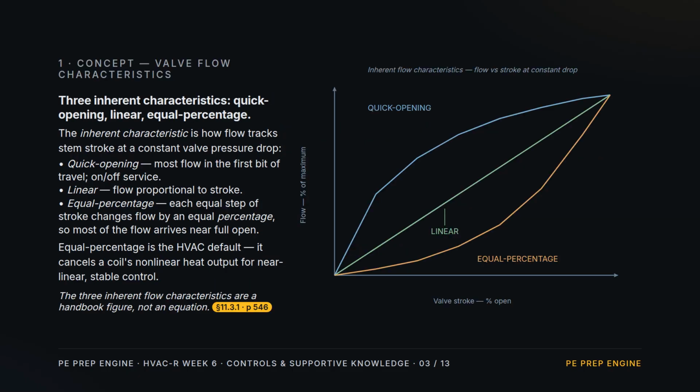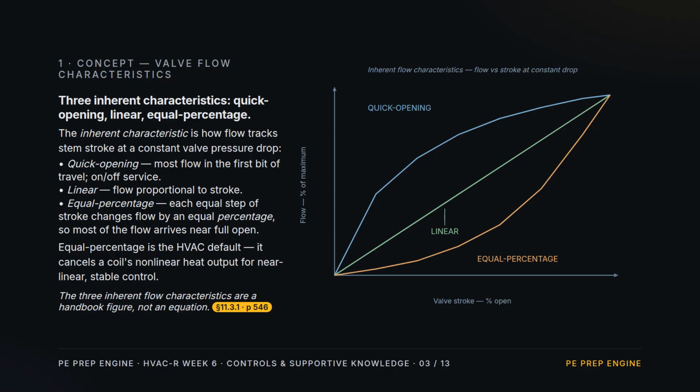Concept 2. Valve flow characteristics. The inherent characteristic is how flow tracks stem stroke at a constant valve pressure drop. Quick opening gives most of its flow in the first bit of travel. That's on-off service. Linear makes flow proportional to stroke. Equal percentage changes flow by an equal percentage for each equal step of stroke, so most of the flow arrives near full open. Equal percentage is the HVAC default.